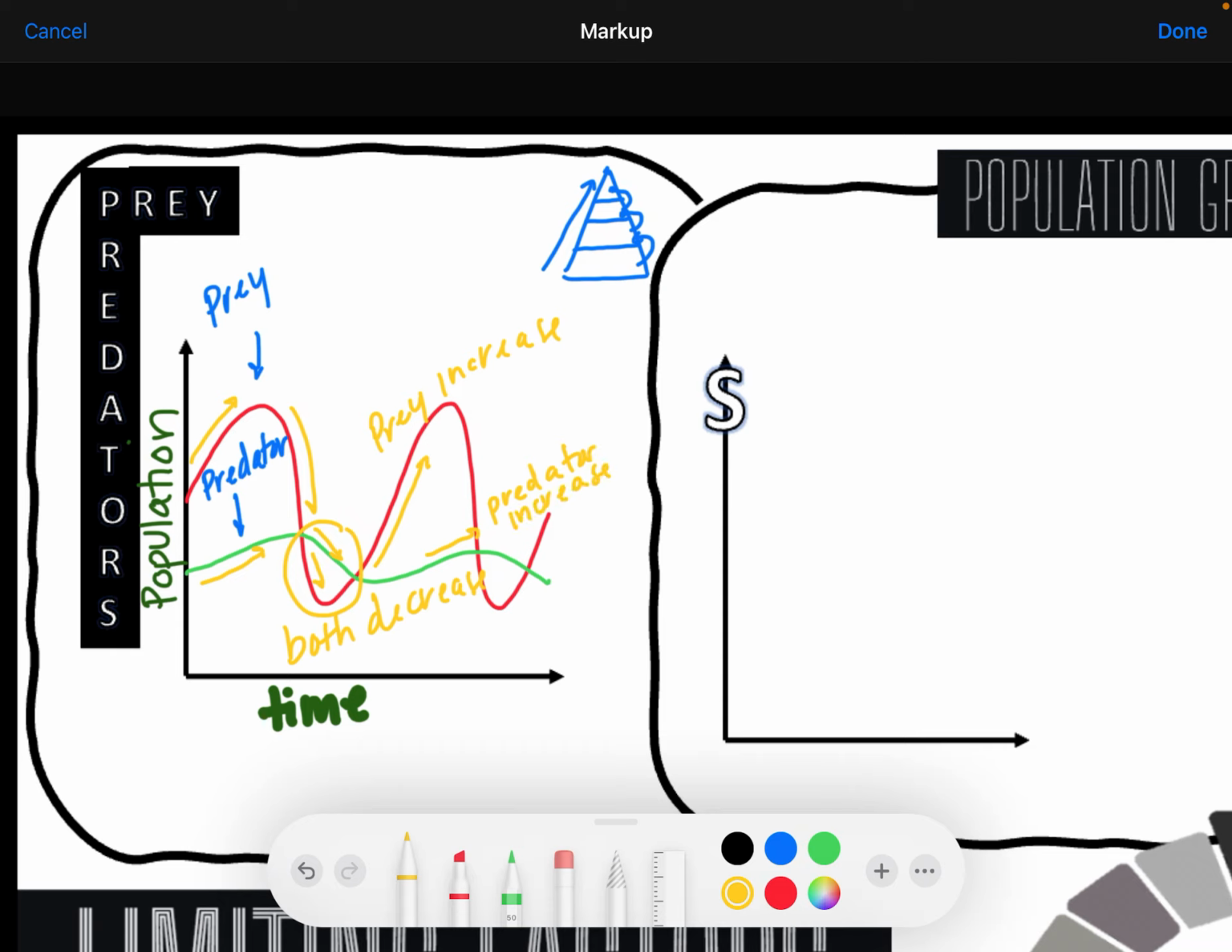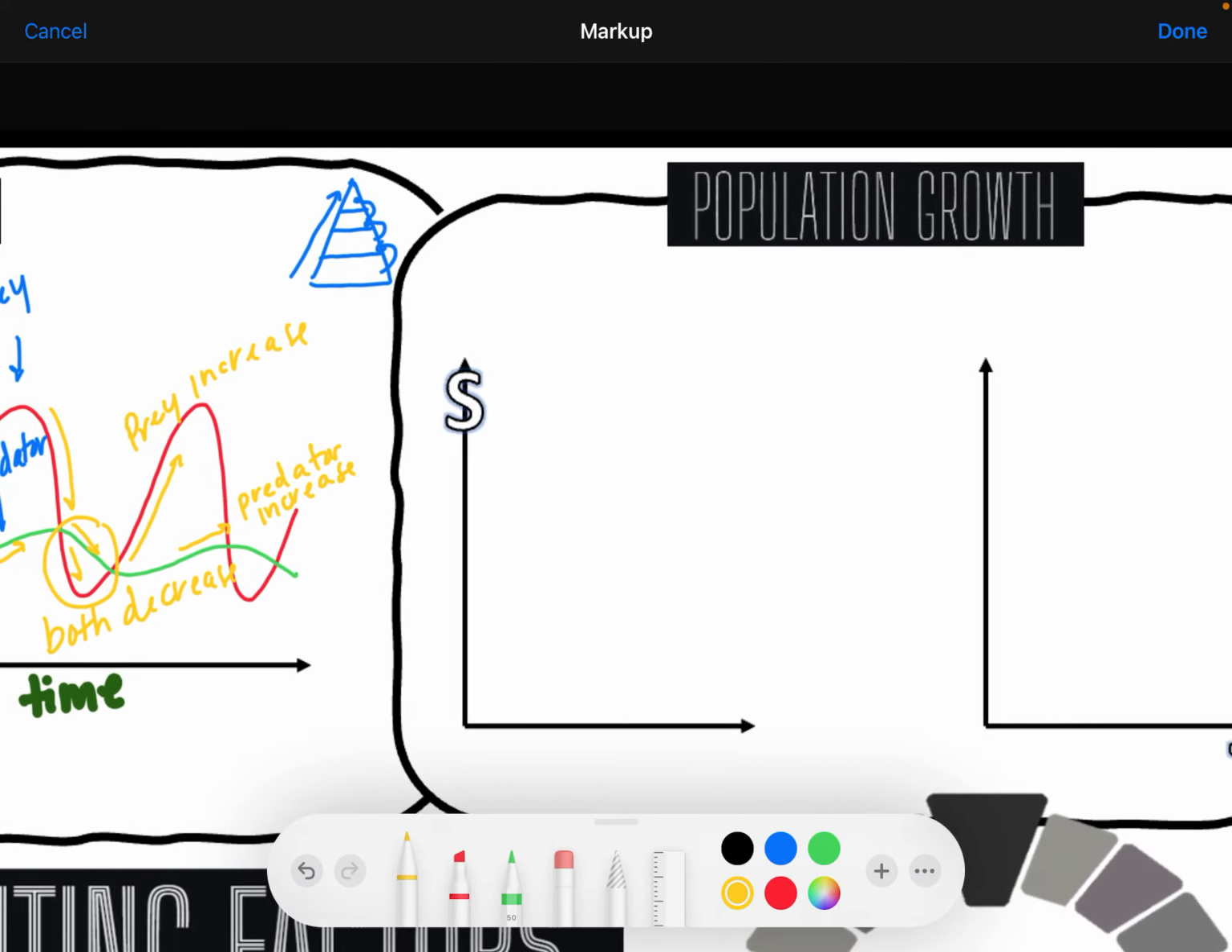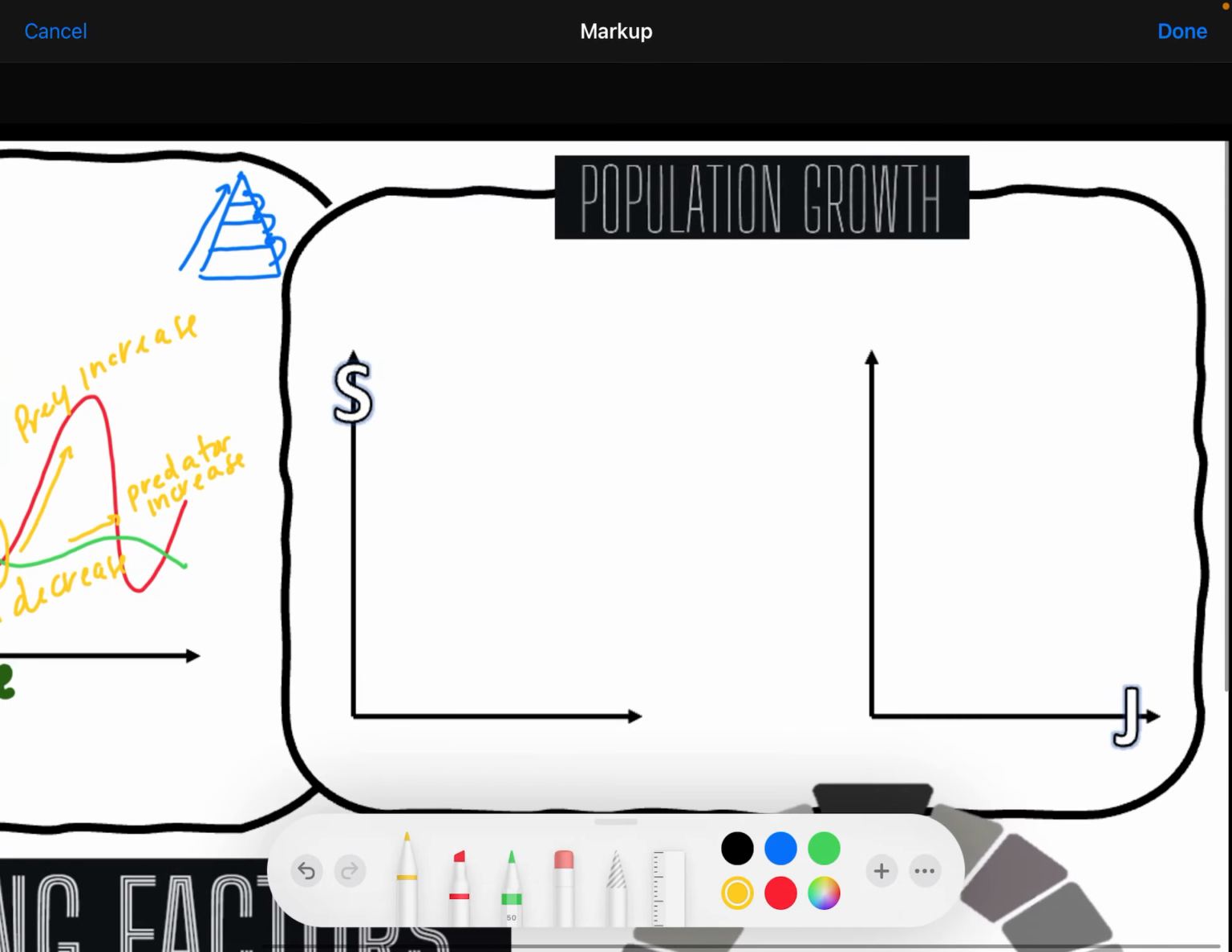Okay, so that's just one thing, this interaction between organisms, that can give us a type of population growth. But now I want to look at two specific examples, and these are logistic and exponential growth. So we'll start with what's called the S curve, because it kind of resembles an S, and this is logistic.